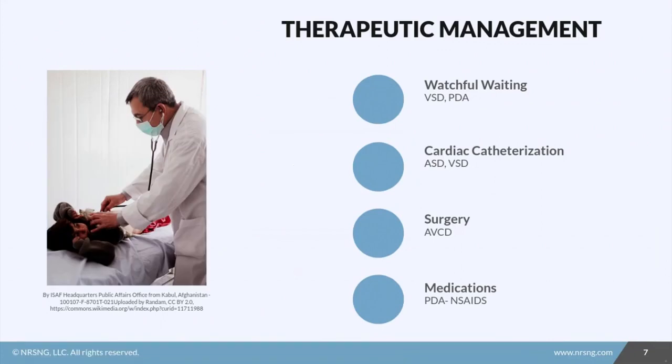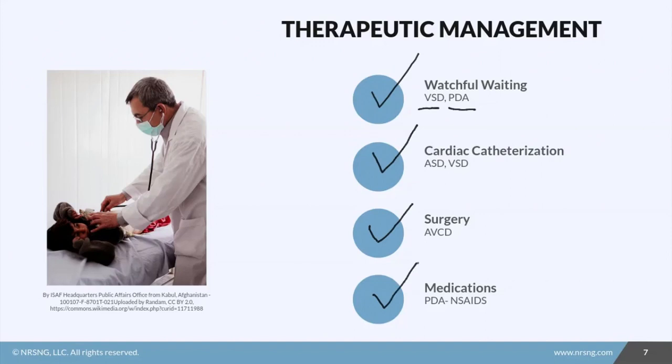The therapeutic management for all of these different heart defects can actually vary quite a bit. But for a VSD and a PDA, it's appropriate to just have some watchful waiting. So we're going to keep an eye on those kids and monitor, but they actually can close over time. Sometimes the VSD will close within the first year, and the PDA can sometimes close within the first month or so. Cardiac catheterization can be used to treat the ASD and the VSD as well. And then usually the atrioventricular canal defect needs surgery because it's quite a bit larger and it has to be patched rather than just closed.